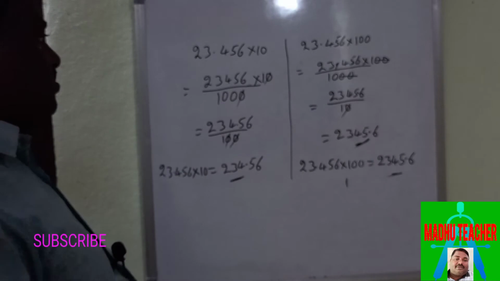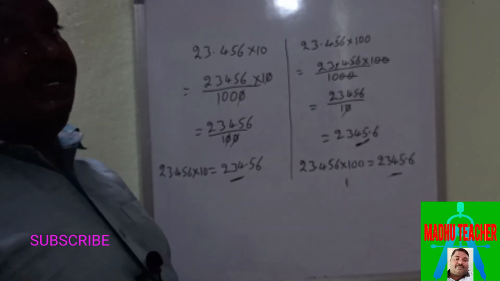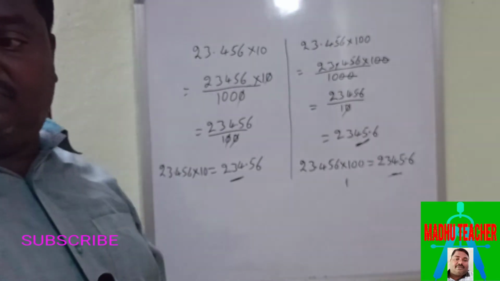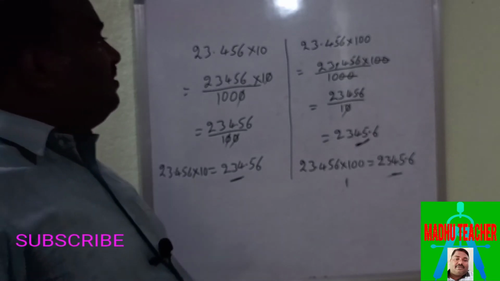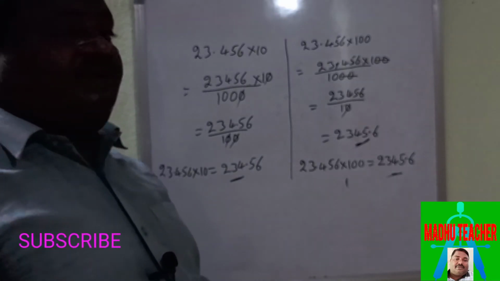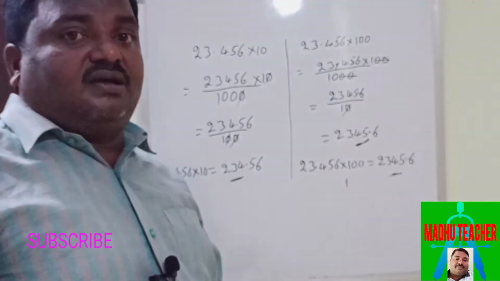Okay, so let us see division. Division of decimal numbers by 10, 100 and 1000.